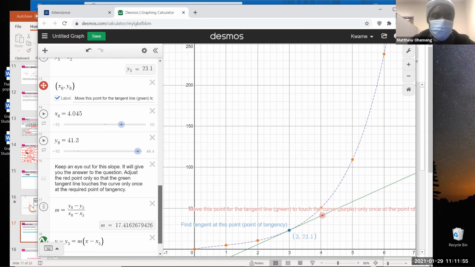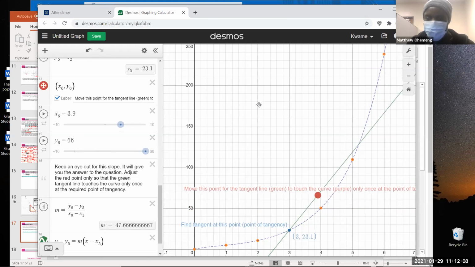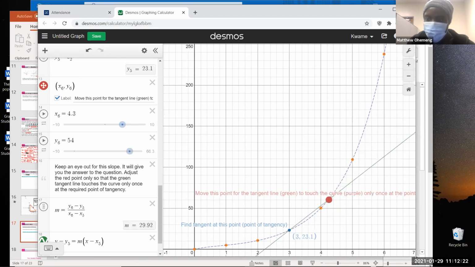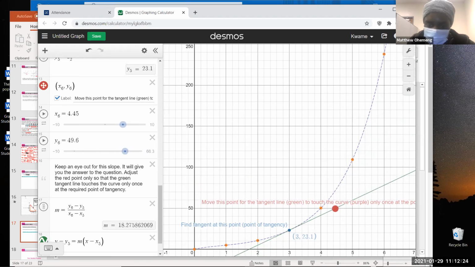So at this point, all that you have to do is see the tangent line. It says move this point for the tangent line, green, to touch the curve only once. Because it's a smooth line, your tangent line cannot be something like this. You see, that would be wrong. So an estimate of the tangent line will be somewhere here. And you see that as you turn it, the M here is shifting. As I turn it, the slope is shifting. So when you get a tangent line, which is just about here, then your answer will be here, 18.23. That's what you have to pick. That'll be your answer.